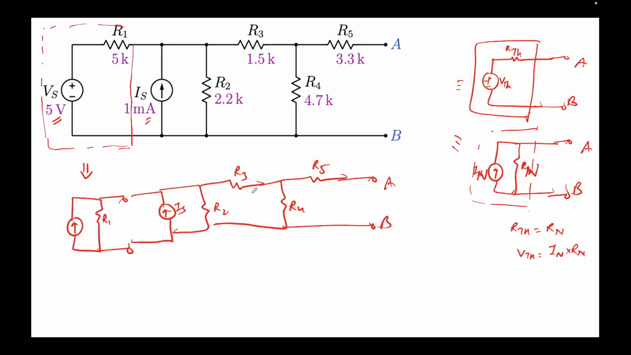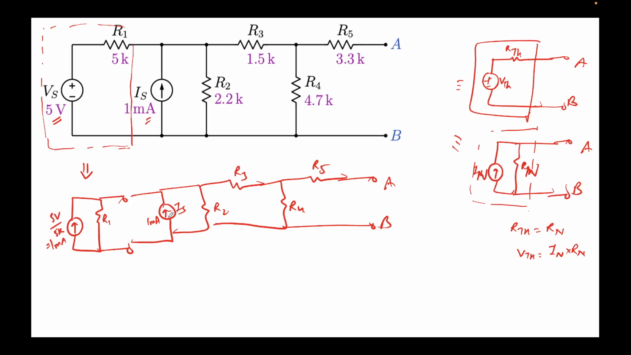However, this will change. This will become, I told you, VTH equal to IN times Rn. So this value will become 5 volts over 5K. This is coming out to be 1 milliamps. So this current source will now be 1 milliamps. Coincidentally, this one is also 1 milliamps. Now you can clearly see this 1 milliamps and 1 milliamps are in parallel.